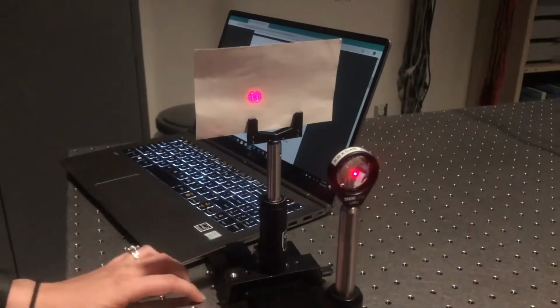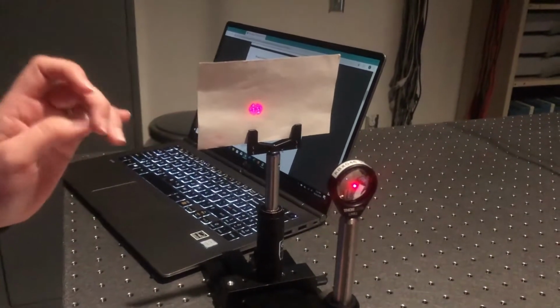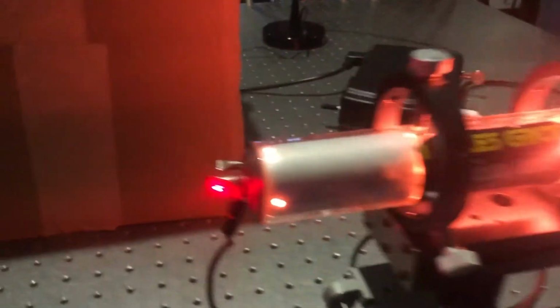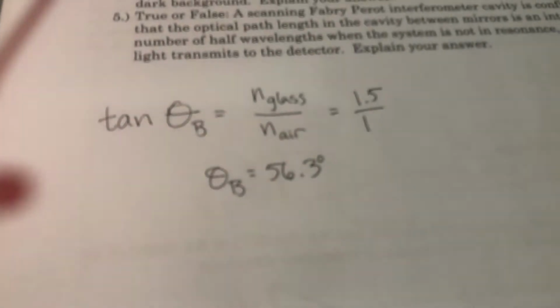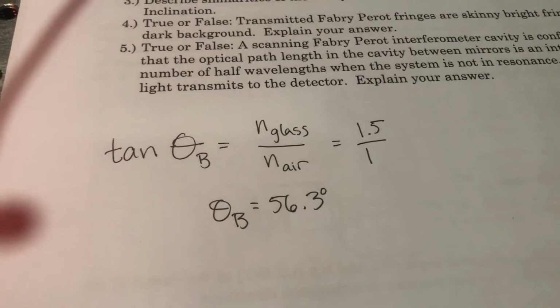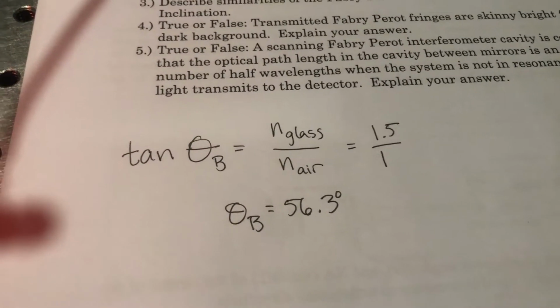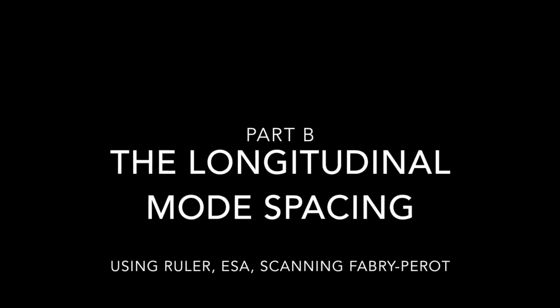It is TEM 43. So this gas tube has a slanted glass with a refractive index of 1.5. Find the Brewster's angle, which is 56.3. Only P-polarized light is transmitted.